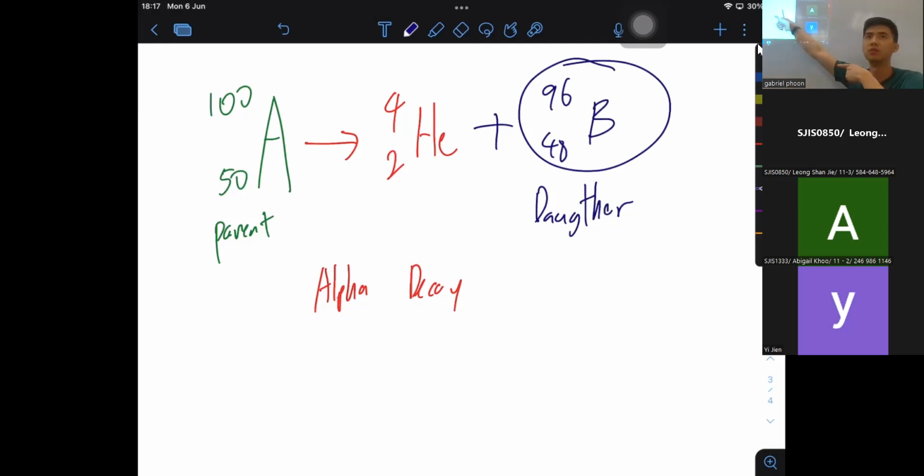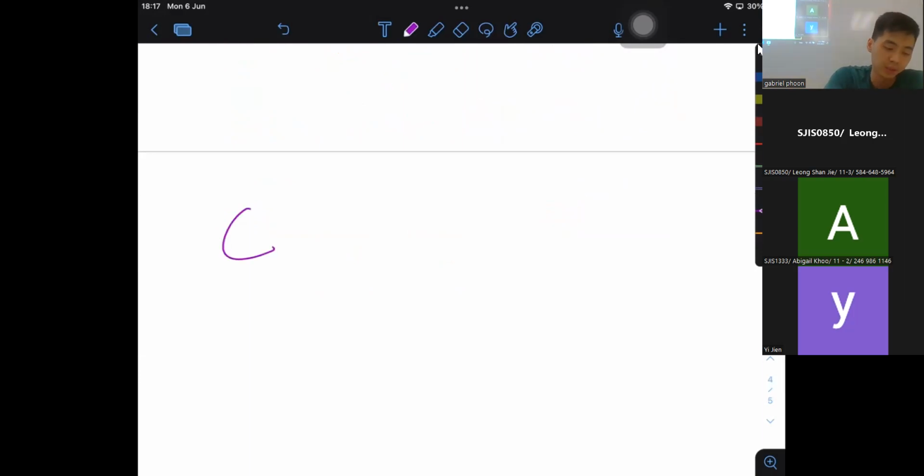Have you guys learned this in school already, by the way? Basically, the reason they do this is just to become more stabilized, guys. Similarly, if it goes through a beta decay, it will be the exact same process. So let's say I have element C right now with 50 and 25 here.